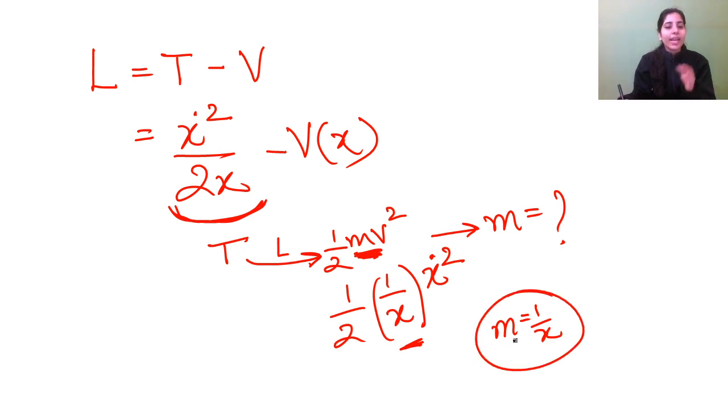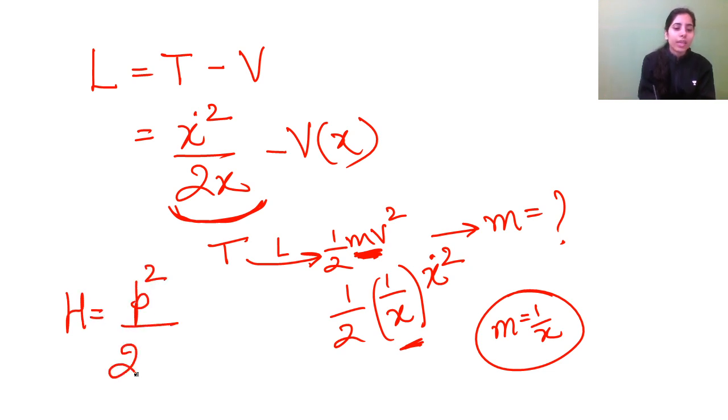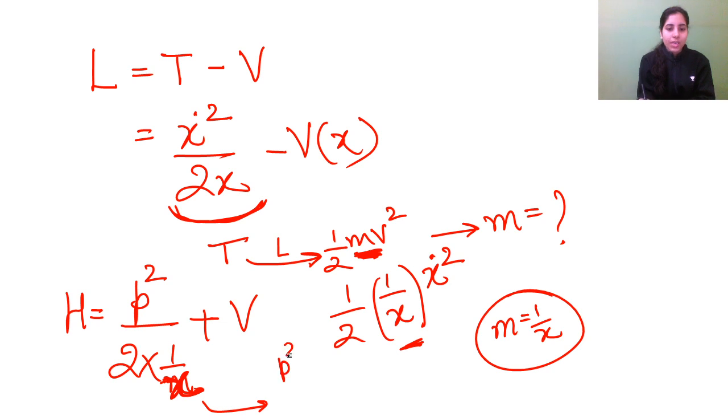Done. After getting this value of m, you need to write the Hamiltonian in such a way that you use the formula p square upon 2m for the kinetic energy. Clear? Because the Hamiltonian is a function of generalized coordinate and generalized momentum. The value of m is 1 upon x. Next, the rest of the expression is p square upon 2m plus V. What I have done is, in place of kinetic energy I have used p square upon 2m plus V.